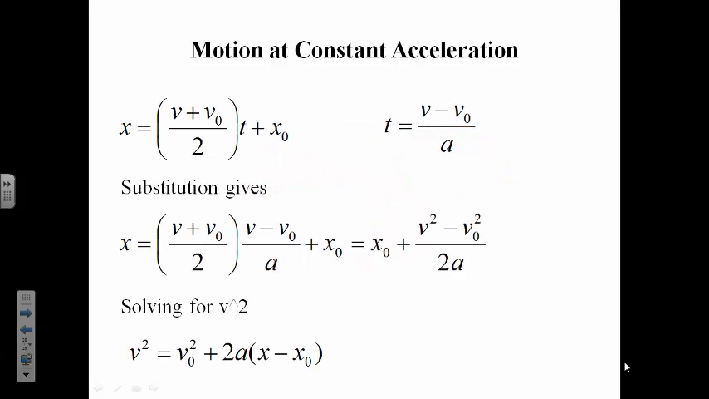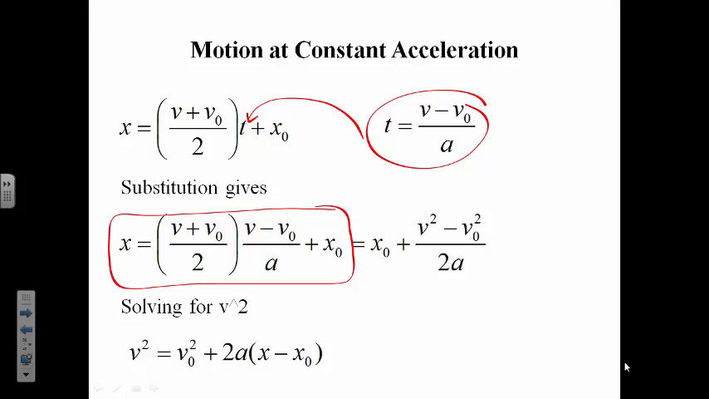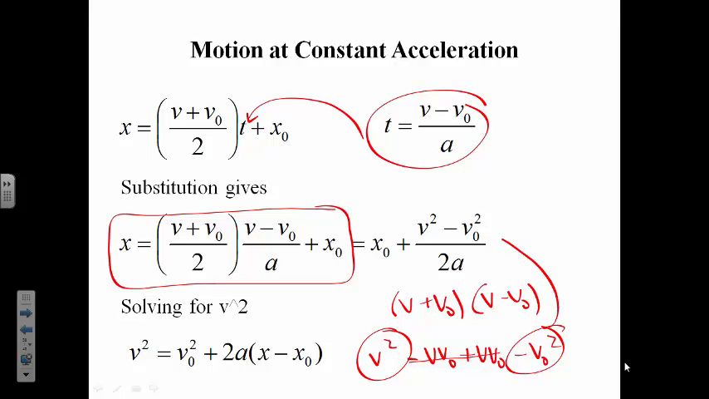So let's do that. When we take this and plug it into here, we now have this. What we're going to do is take v plus v0 and multiply it by v minus v0. So that's going to give us v squared minus v0 plus v0 minus v0 squared. So you can see these two terms will cancel each other, and that leaves us with this, which goes there.